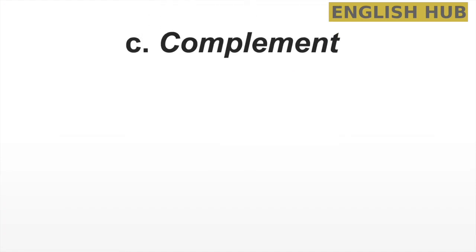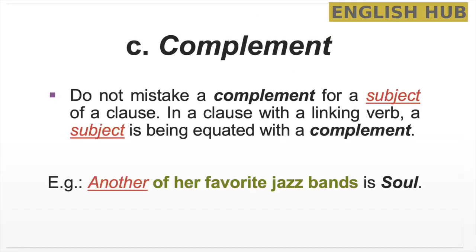And what did they buy their son? Now, let's take a look at complement. Do not mistake a complement for a subject of a clause. In a clause with a linking verb, a subject is being equated with a complement. In the following example, we can see that another is the simple subject of the sentence. Then of her favorite jazz bands is a prepositional phrase, and soul is the complement.